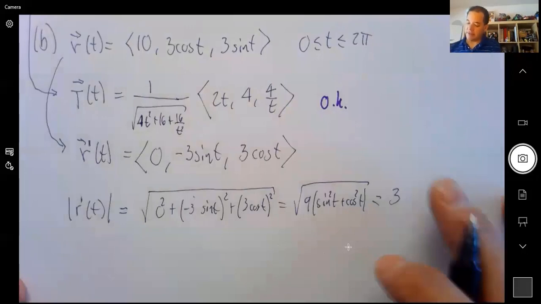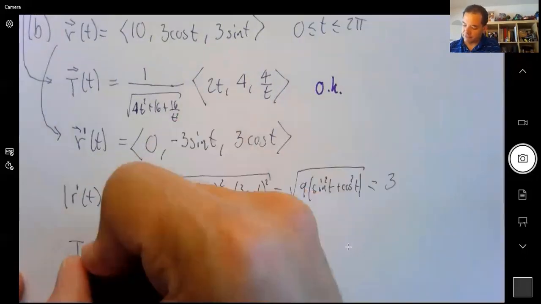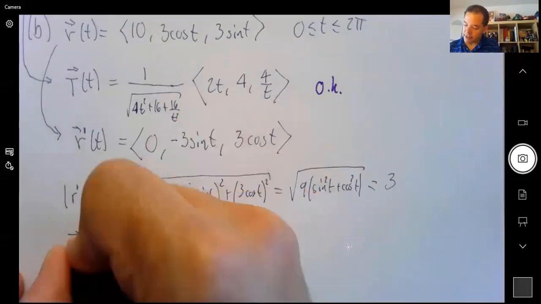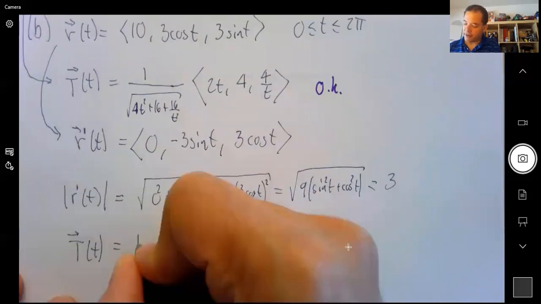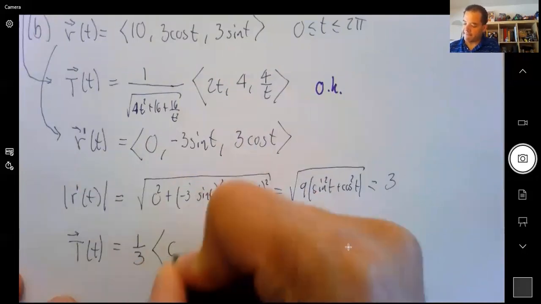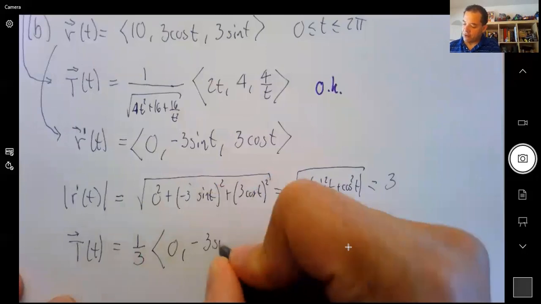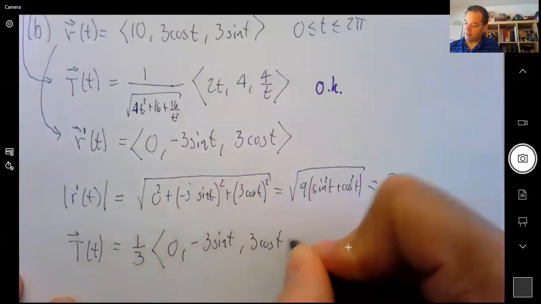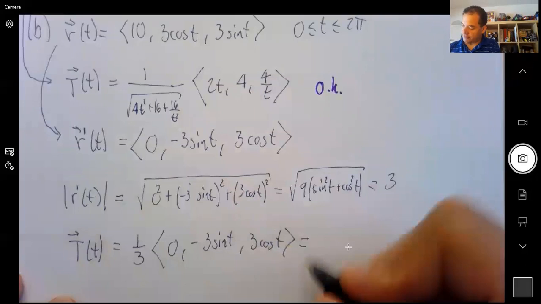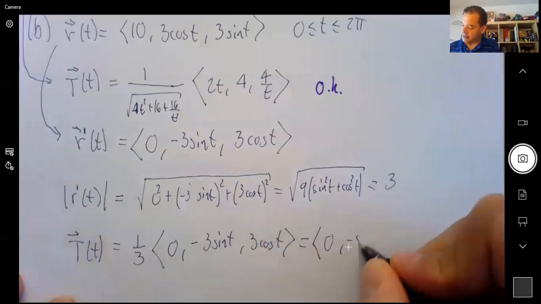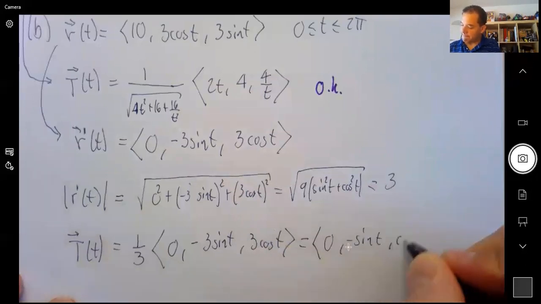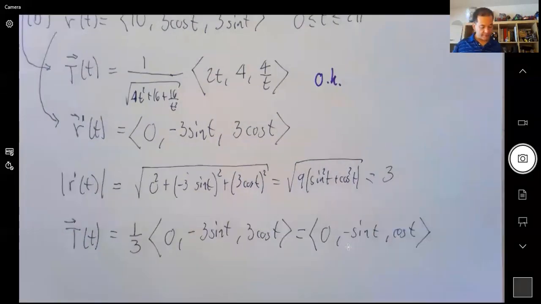So in this case, it actually makes sense to write T of t. You can write it as Michael had suggested, which is just 1/3 of this vector. Or if you want, you can multiply the 1/3 in, and then it's just 0, negative sine t, cosine t. Either way is correct. Okay? Very good. Let's move it along.